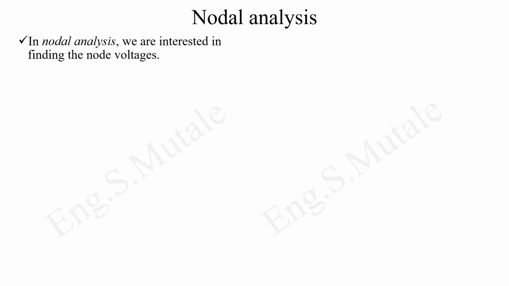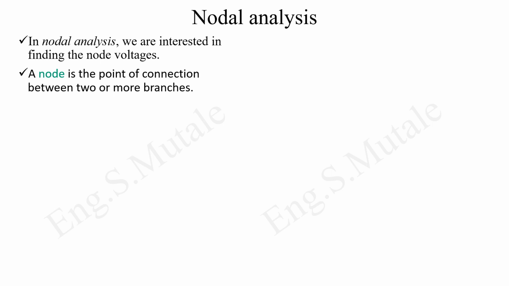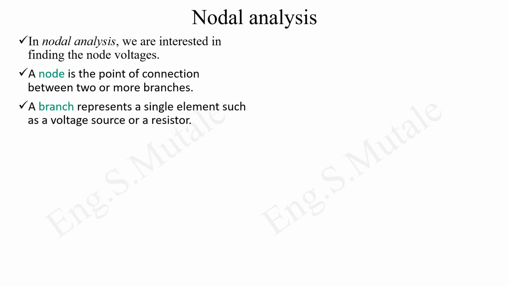In nodal analysis, we are interested in finding the node voltages. We'll be given a circuit, and our interest is to find the voltages on the given nodes. By definition, a node is the point of connection between two or more branches, whereas a branch represents a single element such as a voltage source or a resistor.